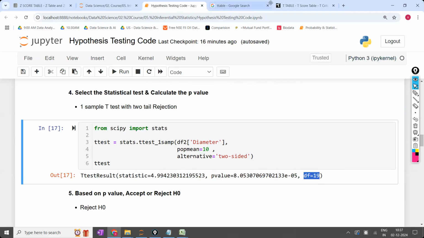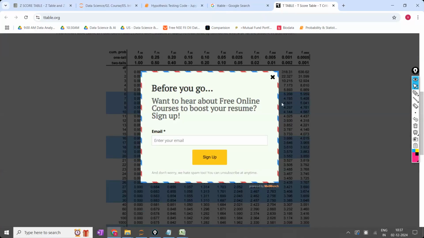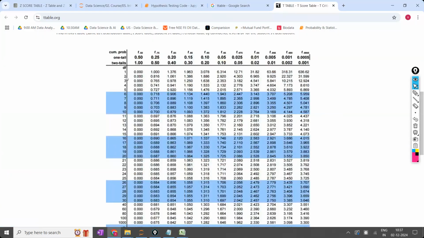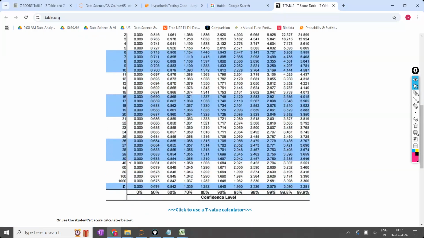In the T table, I have degrees of freedom starting from 1, 2, 3, 4, 5, 6, 7, 8, even up to 19, and if you drag down, you can get up to 30. After 30, can you see 31? No, 31 is not there, 32 is not there. And 40 is there, 60, 80, 100, 1000 are there. After 1000, they have directly written Z. So whenever the number of samples crosses 1000, your T test and Z test are the same. If you apply Z test or T test, the answer is the same, not even a minute difference.